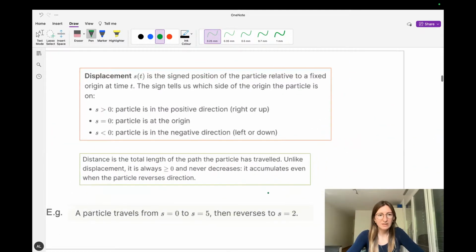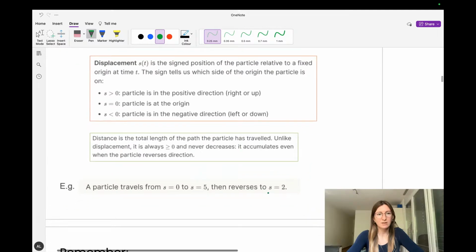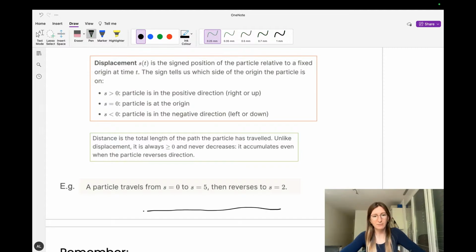Then displacement and distance. A lot of people get confused with this. Displacement can be negative. Distance can't be. I can never have a negative distance. So distance is always going to be positive, and it's the full distance I traveled, whereas displacement is how far I am from my origin, or how far I am from where I started. So that can sometimes be easier to show in a diagram. Excuse my very non-straight line.